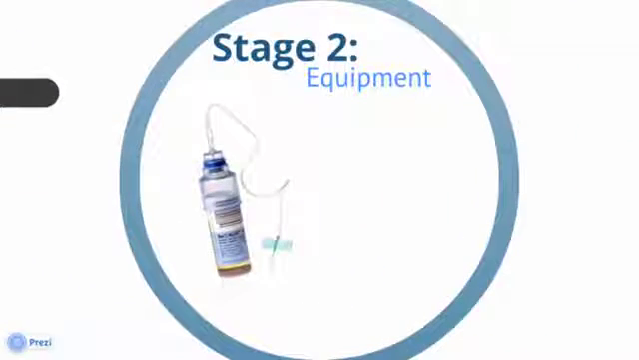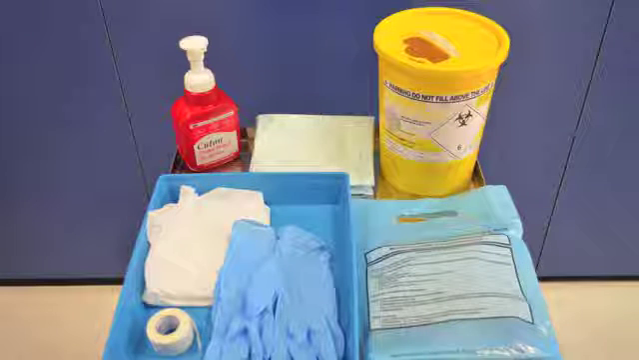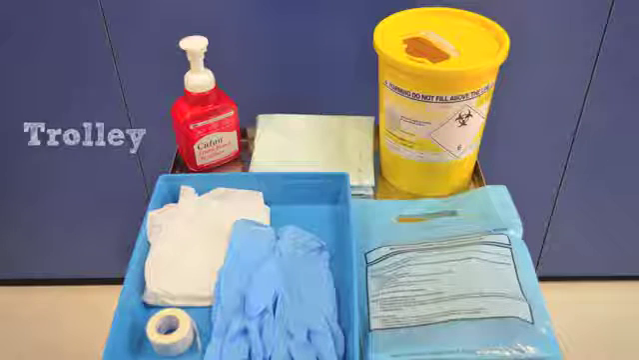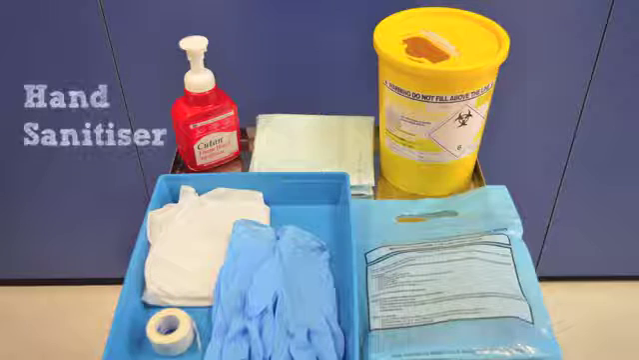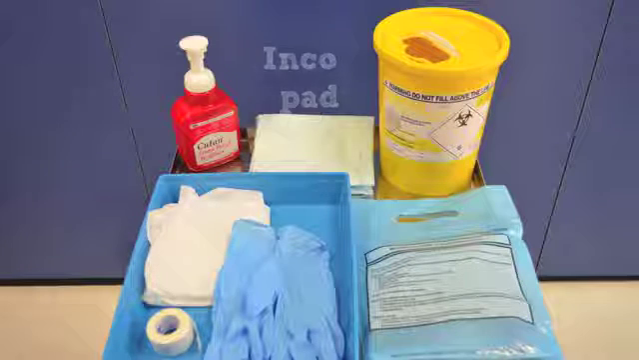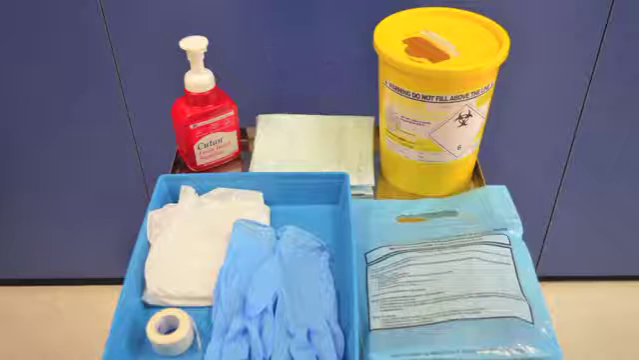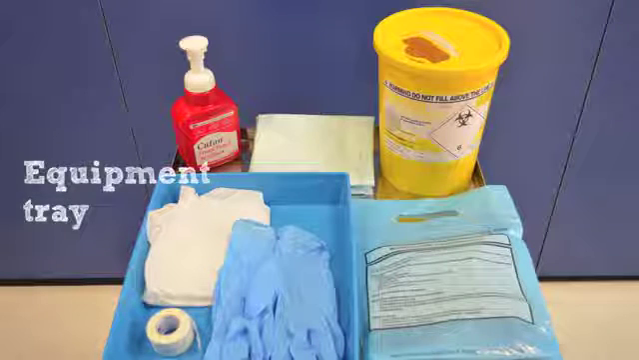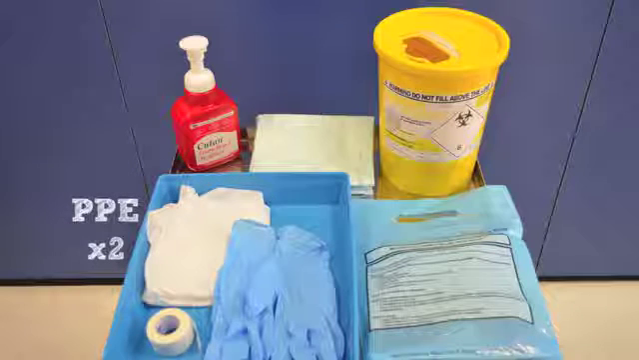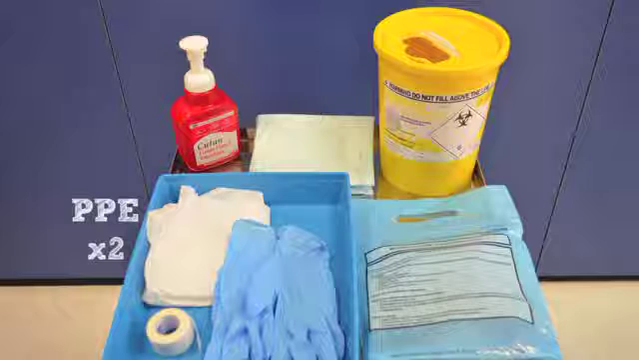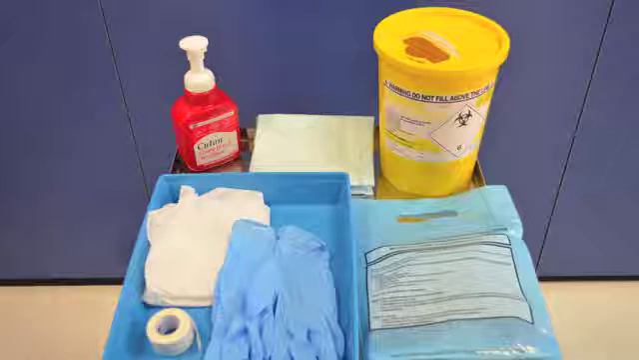Stage 2 requires you to gather the equipment for this procedure. The following items are needed for taking blood cultures: trolley, hand sanitizer, Incopad to protect the patient environment, sharps bin, high-sided plastic tray, 2 sets of non-sterile gloves and apron, one for cleaning your trolley and tray, the other as part of your personal protective equipment at the patient bedside. You may require goggles if you deem it to be appropriate.